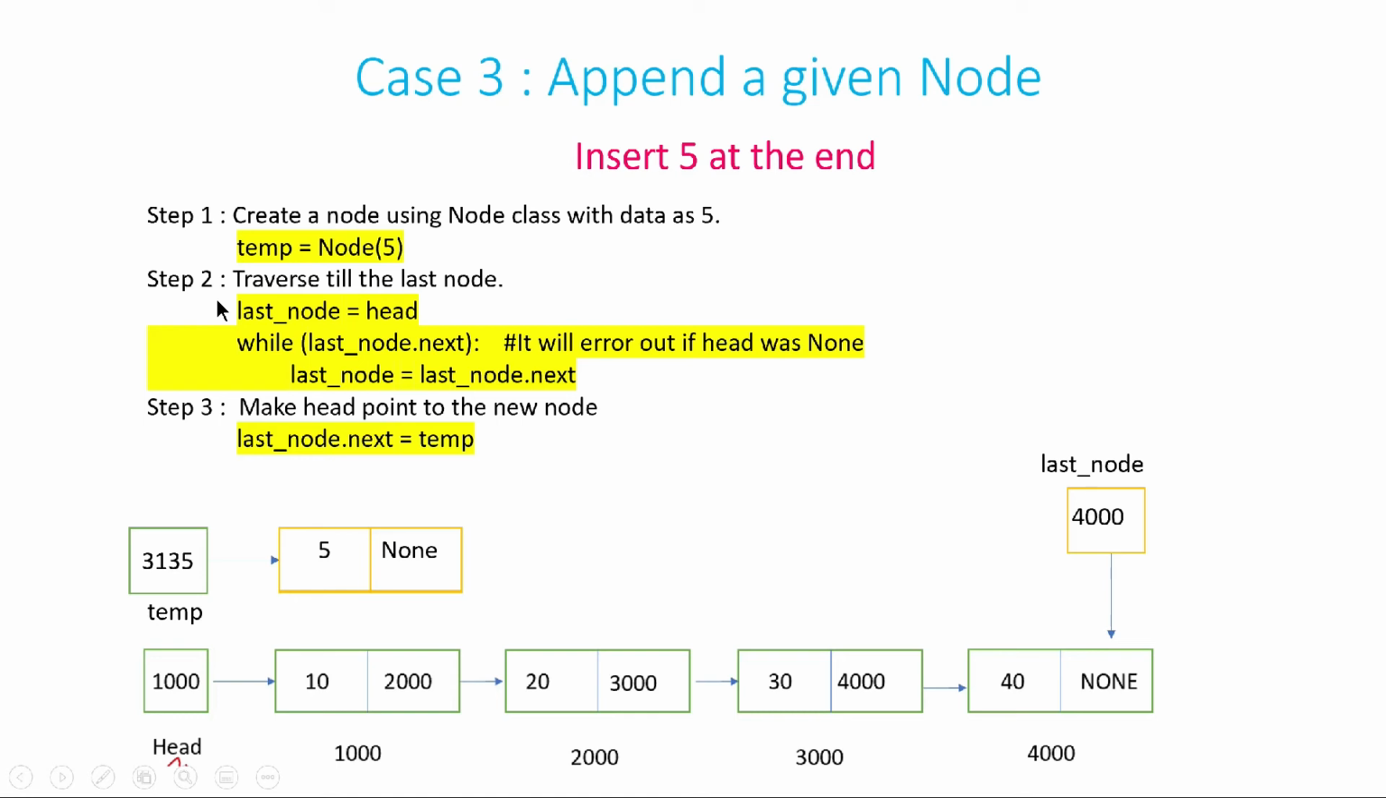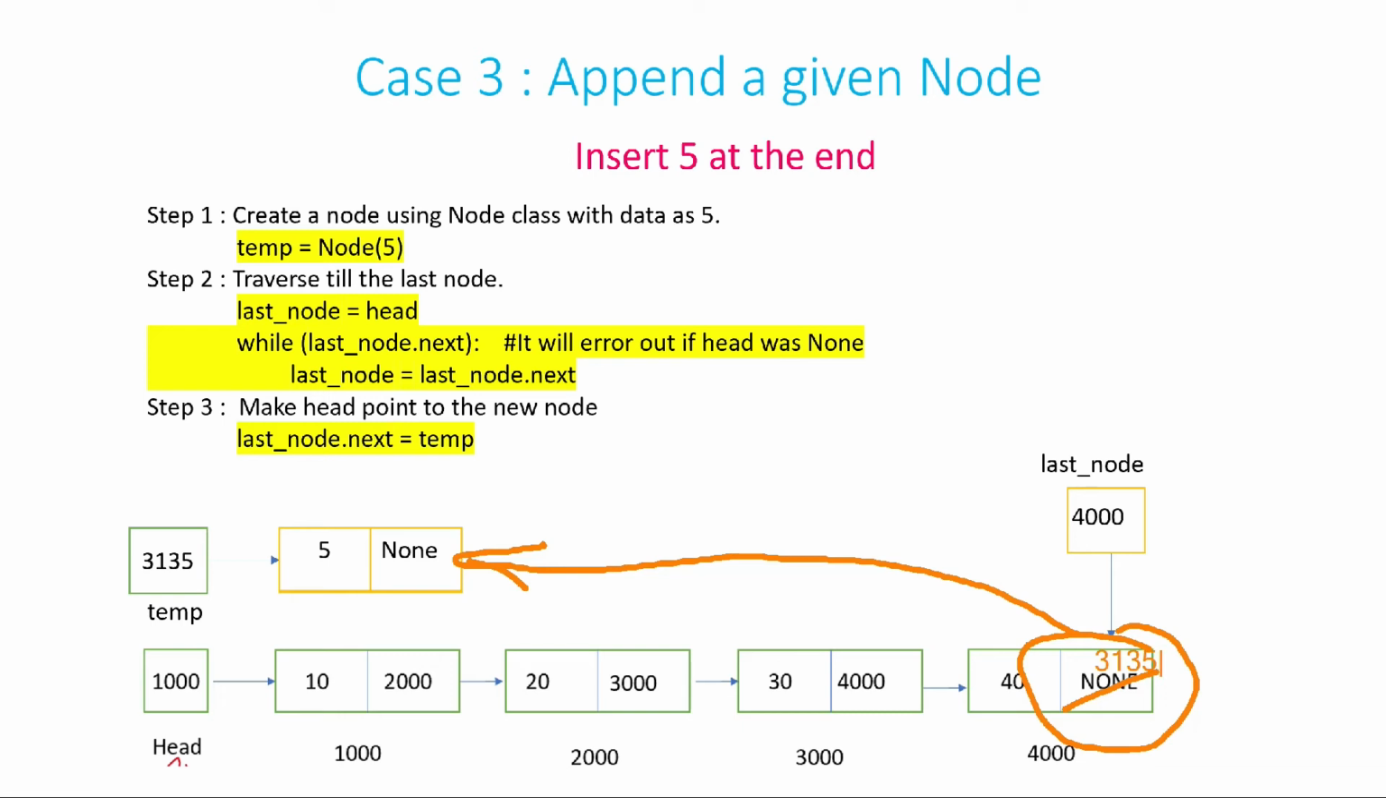Step 2. Now if you want to insert at the end, you need to have the reference of the last node. Only then you will insert a new node after that. So for that you will do the complete traversal from the first node till the last node. And once you have the reference of the last node, in the last node's next, where earlier it was none, you will change it to point to this node. So here what should come? 3135. Okay, so step 3 is clear.